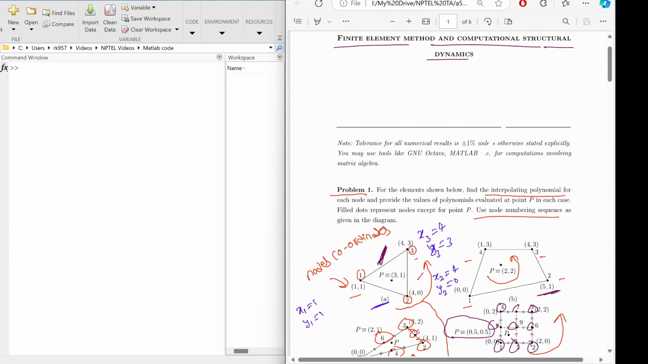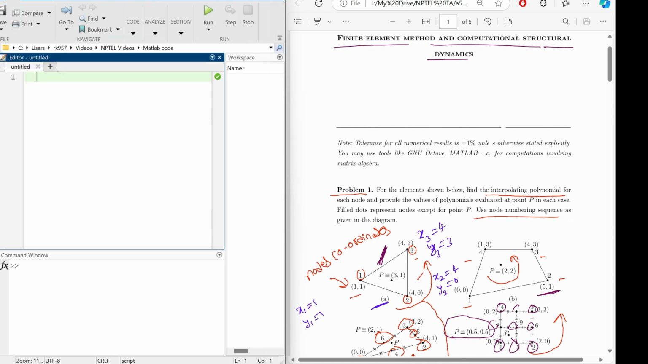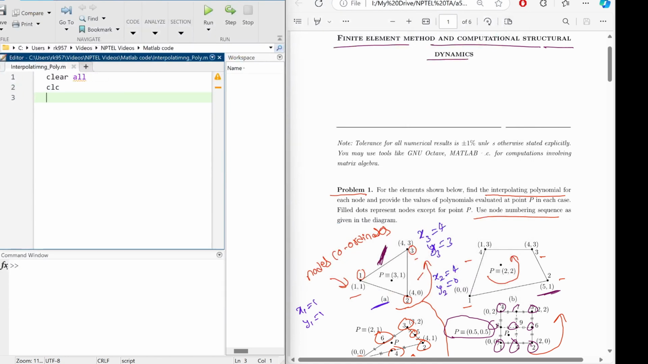Okay, so now we are going to solve this problem by using MATLAB. First we will write clear and clc. Then we will solve one problem, the interpolating polynomial. Okay, so for this triangular element we are going to solve.